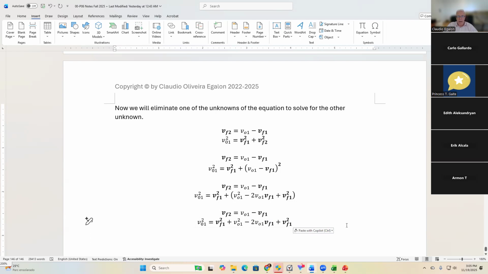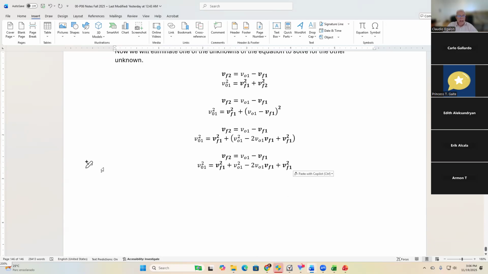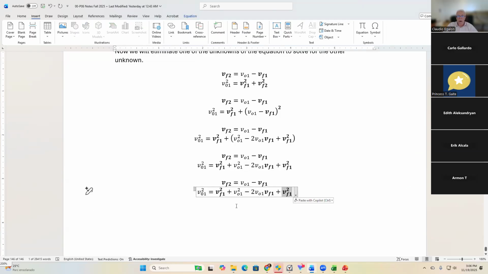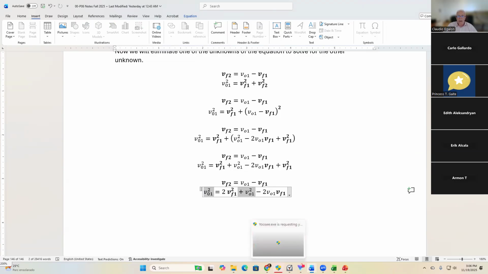Here you go, I'm taking out those three terms from the parentheses, and I am going to copy and paste it again. VF1 square plus VF1 square becomes 2 VF1 square, right? So we do not need that anymore. What else? V01 square cancels out with the other V01 square right in here, right?